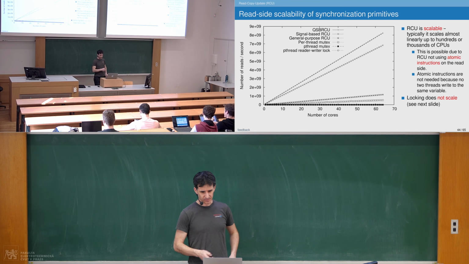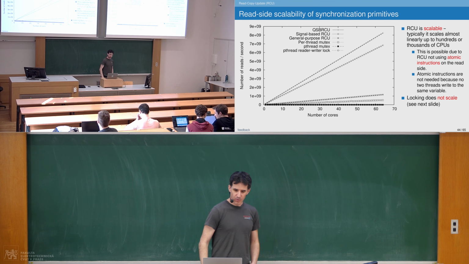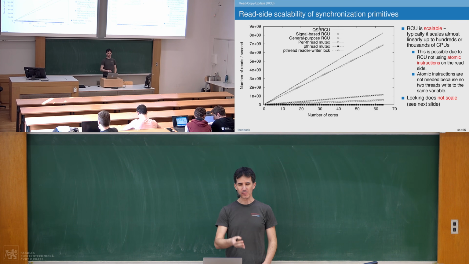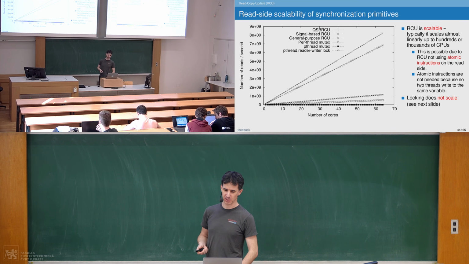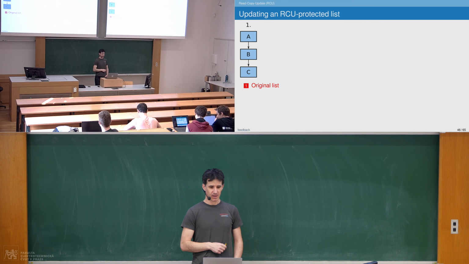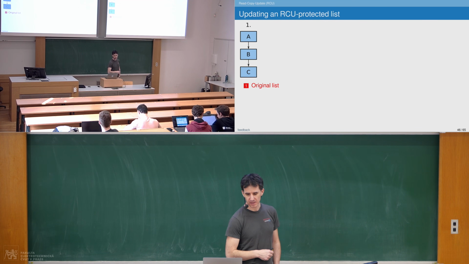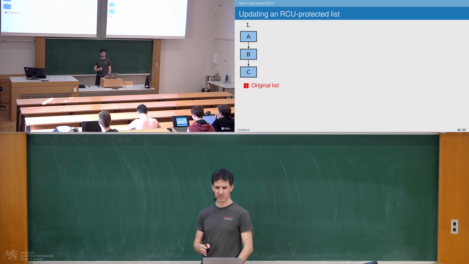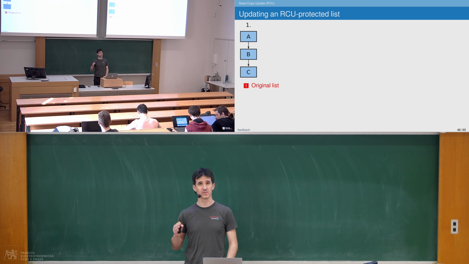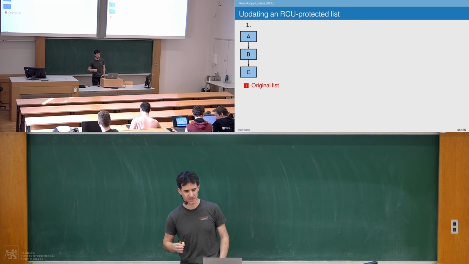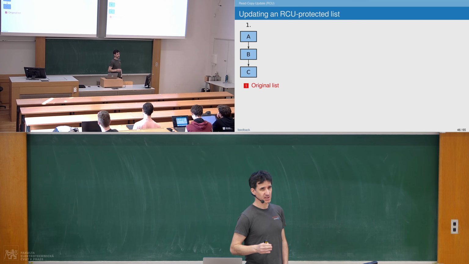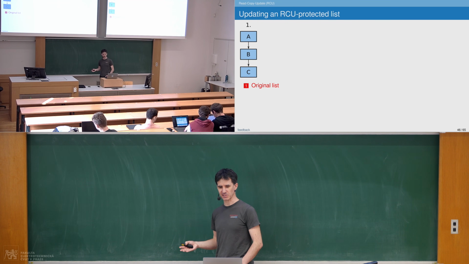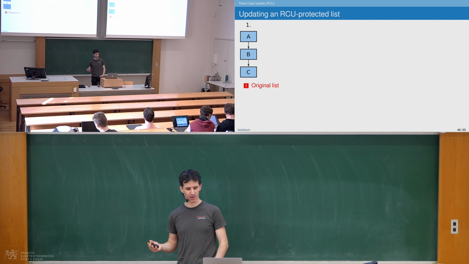So now we will look at how to implement such a nice scalable synchronization mechanism. I will show RCU on the simplest possible example, which is a singly linked list. This is really a very simple example. If you are interested, you can find in the literature implementations of more complex data structures, including hash tables and so on.